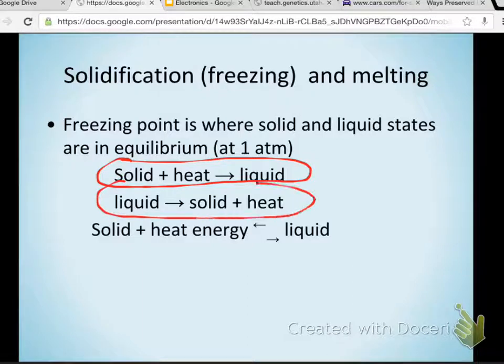And when we have a solid that is melting, that's transitioning to a liquid, that solid has to absorb heat to become a liquid. If we have a liquid that's transitioning to a solid, it has to give up heat energy to become a solid. And when we have those things in equilibrium, that's just an exchange of energy. So the solid molecules are absorbing energy from the liquid, which is giving it up. And it's just doing that transfer, transfer, transfer, transfer.